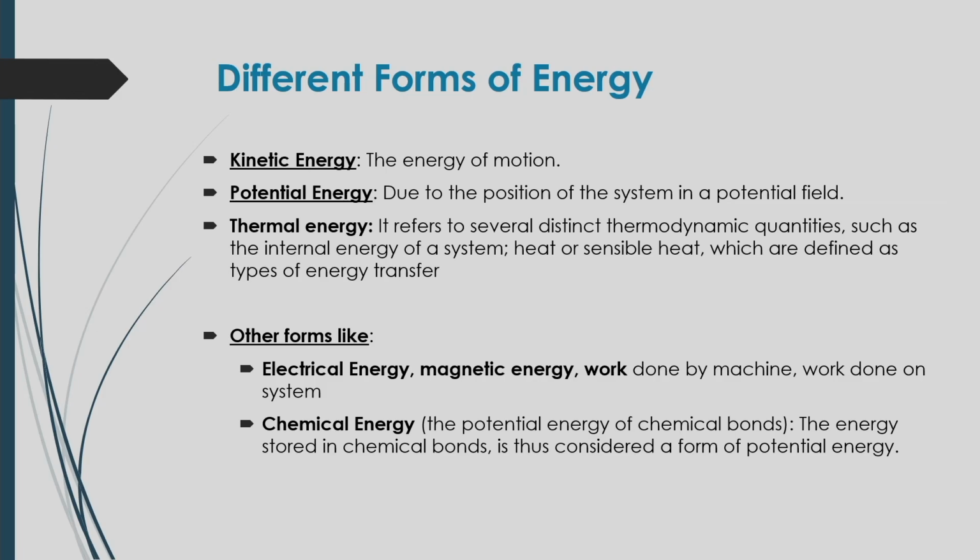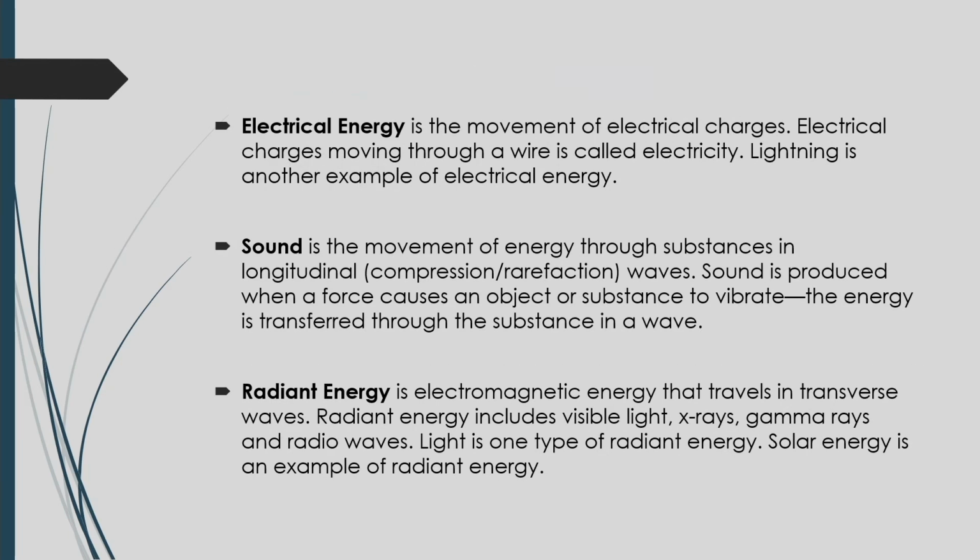Chemical energy is basically a potential energy of chemical bonds. The energy that is stored in chemical bonds is thus considered a form of potential energy. Electrical energy is the movement of electrical charges, charges moving through a wire, that is called electricity, and lightning is another example of electrical energy.